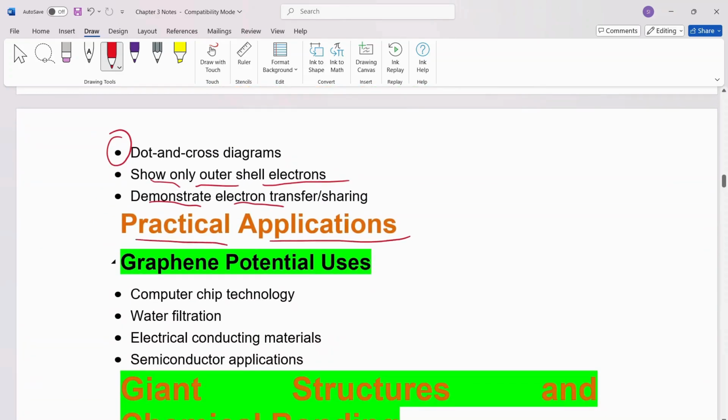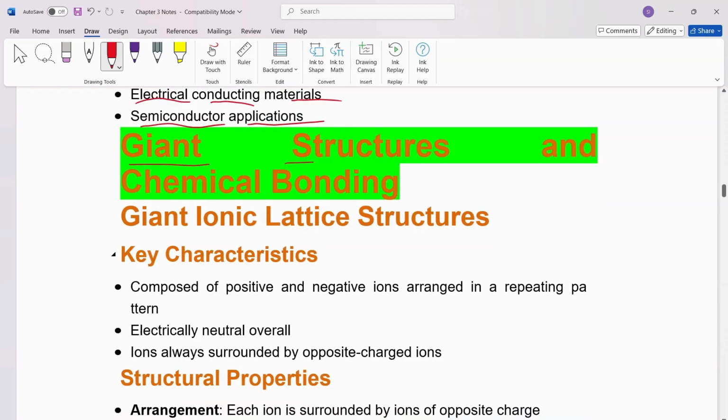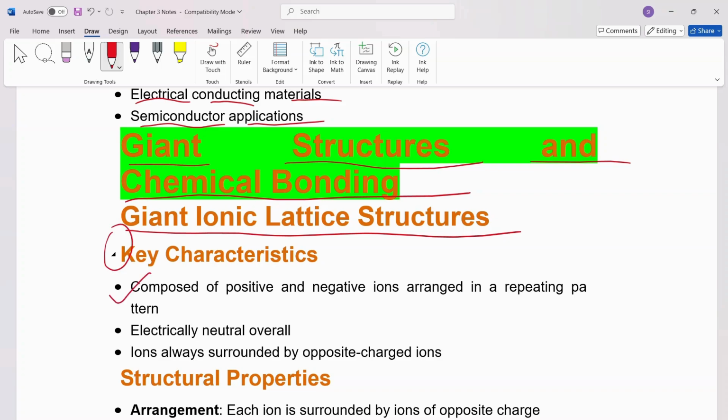Some practical applications. Graphene potential uses include computer chip technology, water filtration, electrical conducting materials, semiconductor applications. Now let's talk about giant structures and chemical bonding. So, giant ionic lattice structure. Key characteristics include: composed of positive and negative ions arranged in a repeating pattern, electrically neutral overall, ions always surrounded by oppositely charged ions.